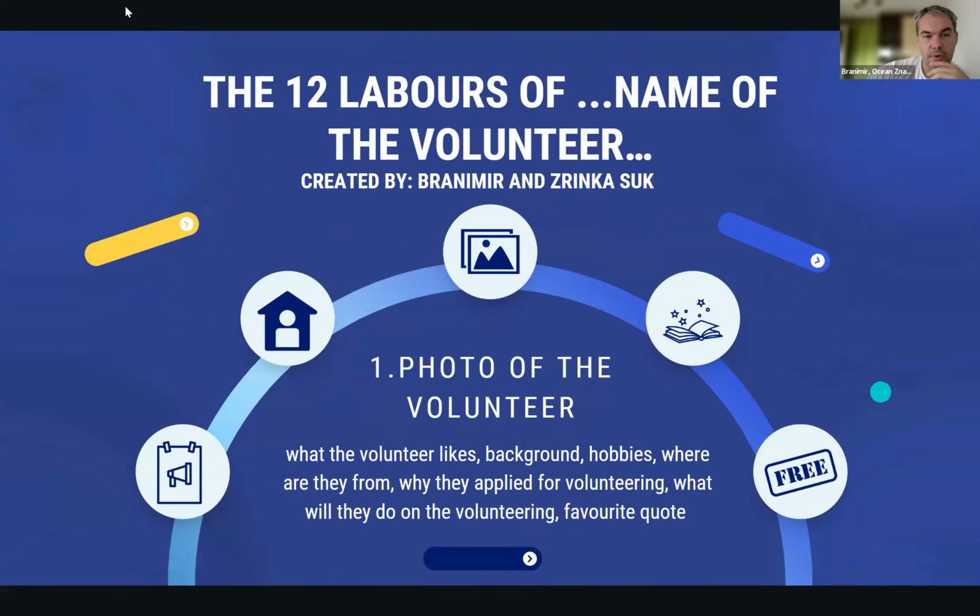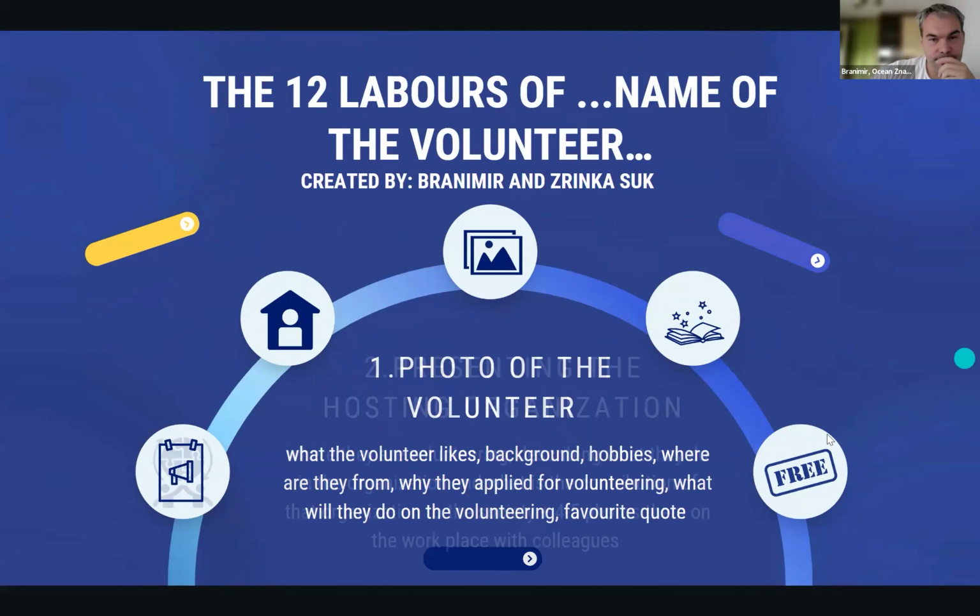So the first task starts with the photo of the volunteer. So the volunteer, what the volunteer likes, the background, the hobbies, where they are from, why they applied for volunteering, what will they do on the volunteering, favorite quote. And so this is usually just a photo of the volunteer and a text below. And we publish this on Facebook, on Instagram, and so on. Some organizations will put it on their webpage because they have like a little hall of fame for volunteers. So this is the first month.